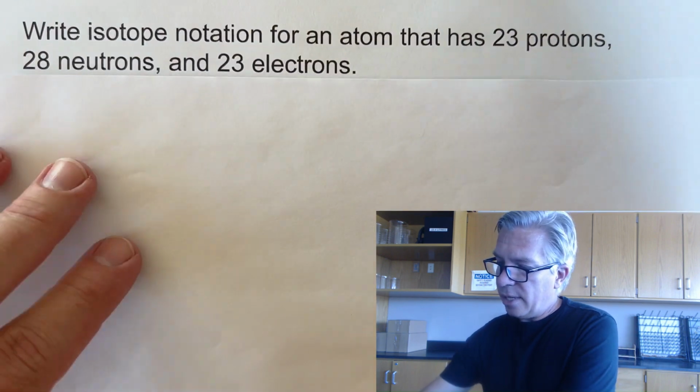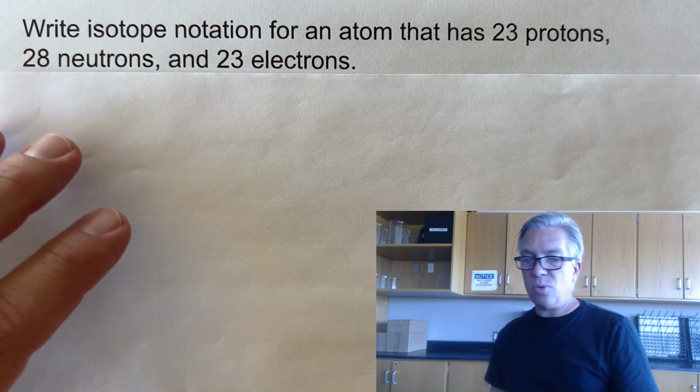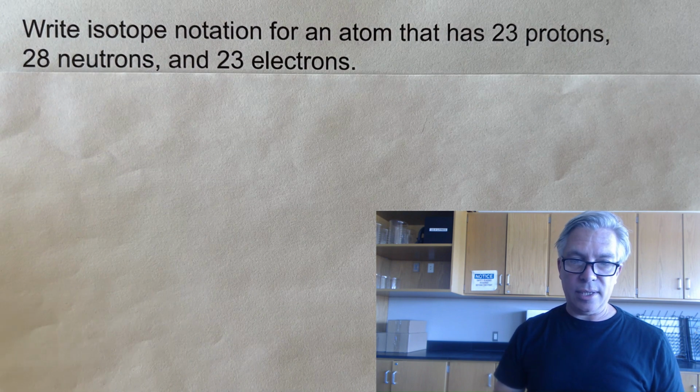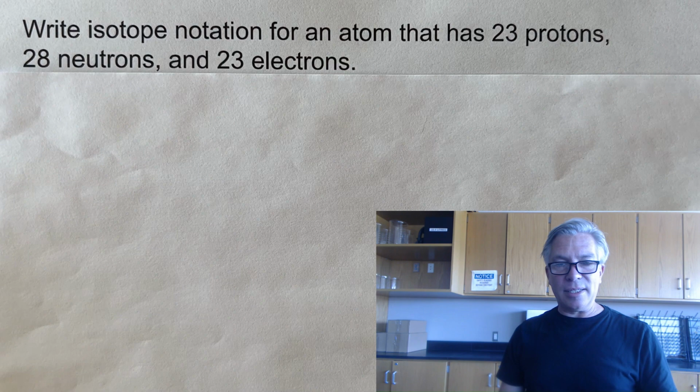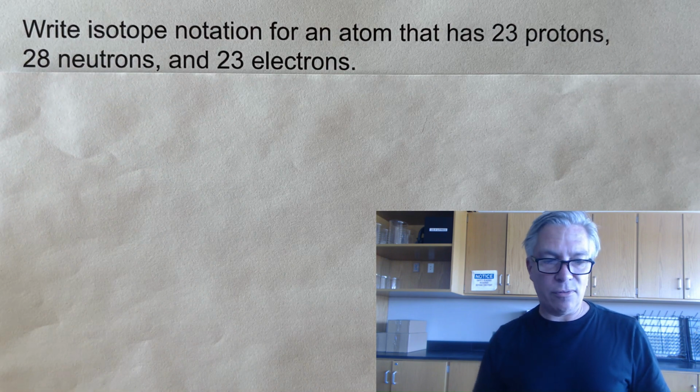So the prompt here is to write isotope notation for an atom that has 23 protons, 28 neutrons, and 23 electrons. So take a moment and pause the video and grab your periodic table and see if you can do the isotope notation for this one.